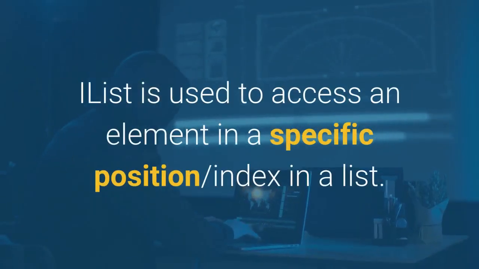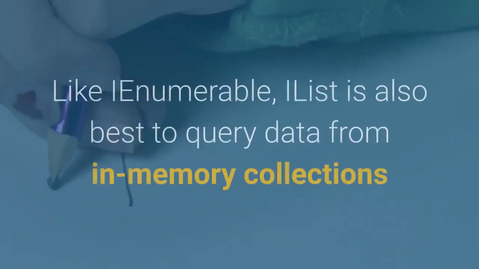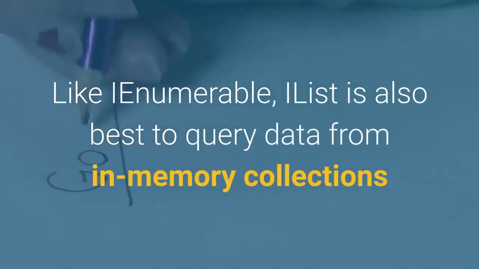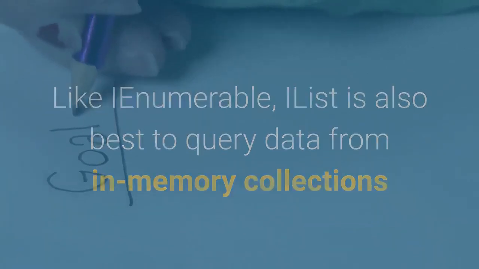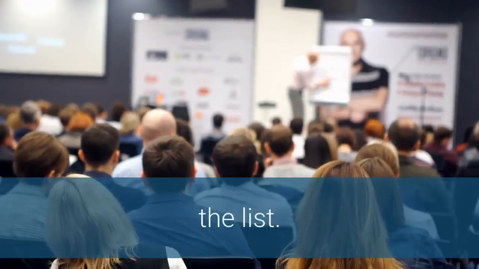IList is used to access an element in a specific position, index in a list. Like IEnumerable, IList is also best to query data from in-memory collections like list, array, etc. IList is useful when you want to add or remove items from the list.